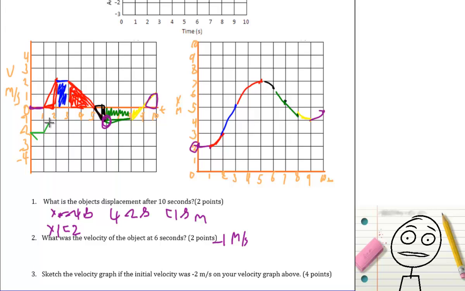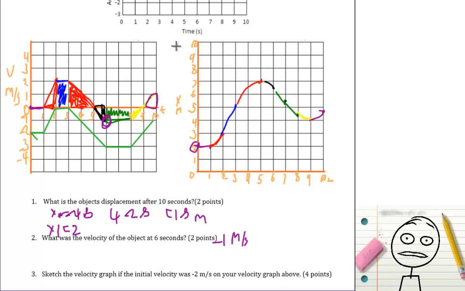Then I still need to increase and get more positive. Then I need to stay constant. Then I need to get more negative, 1 meter per second. Then I need to stay there, not change. And then I need to go ahead and come up. I feel like I went one interval too far. Maybe not. 1 meter per second for 2 seconds, and I'll end right here. And it looks exactly the same, it's just shifted down.